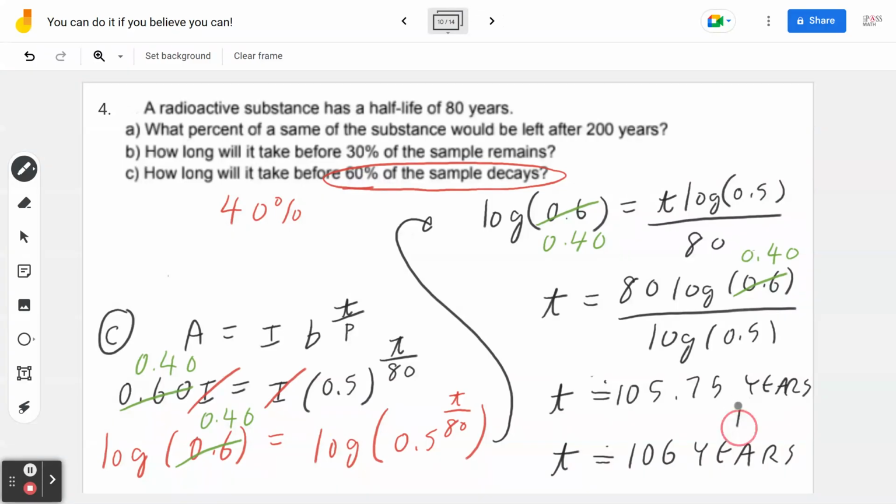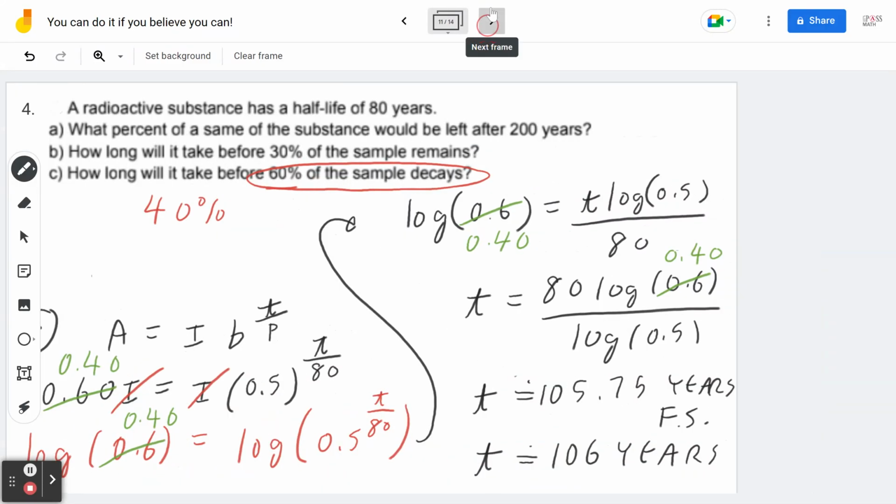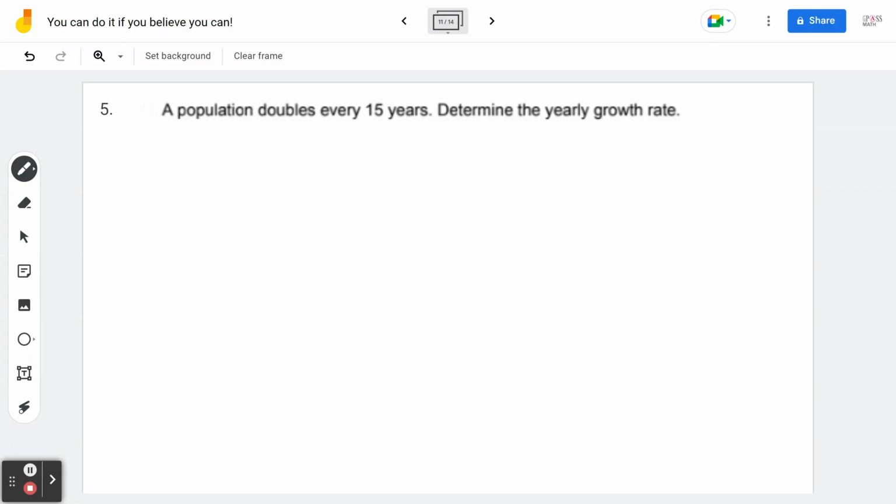And of course, you can write a final statement on your own. Second last example, example number 5. A population doubles every 15 years. Determine the yearly growth rate. Again, you can pause the video, try this. When you press play again, I'll be here.